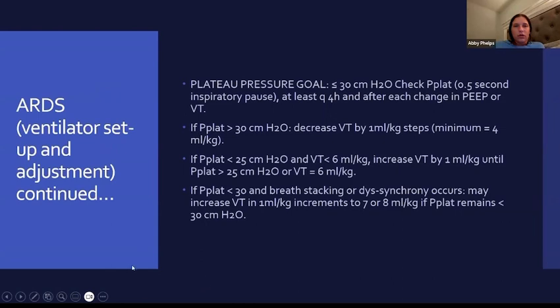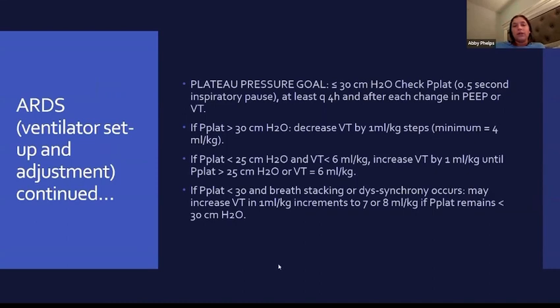So for your plateau pressure goal, you want it less than or equal to 30 centimeters of water. And then if your plateau pressure is greater than 30, you need to decrease your tidal volume by 1 ml per kilo. The minimum is 4 mLs per kilo.